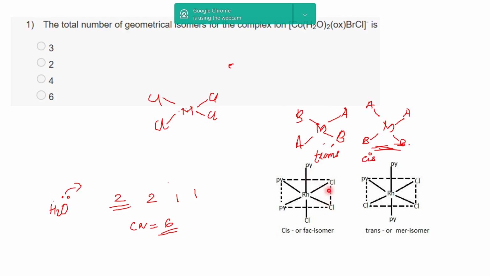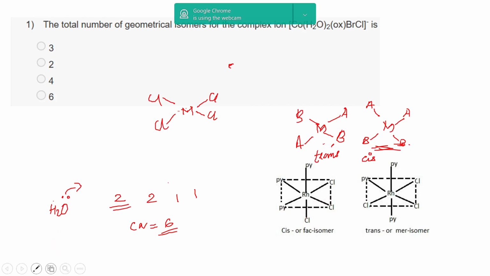So either it can be this cis or facial isomer. That is cis in the sense these are to the side, and it can be trans also, like on the opposite side. So for the octahedral complexes, many isomers are possible. We can also define on the basis of this chlorine itself.